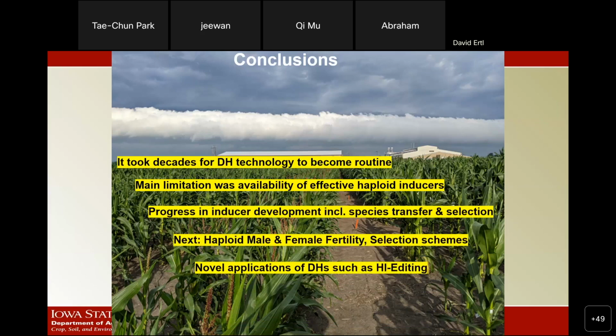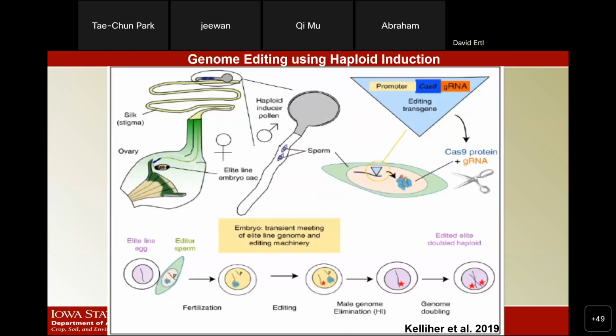I did want to briefly mention that there's also a particular application that was published by Syngenta in 2019 that the DH process can be used for editing approaches. So you would use the male inducer as carrier of the gene editing machinery. You would capitalize on the male genome being eliminated in the process, but that there's a short set of cell divisions where the female and the male genome would be side by side.